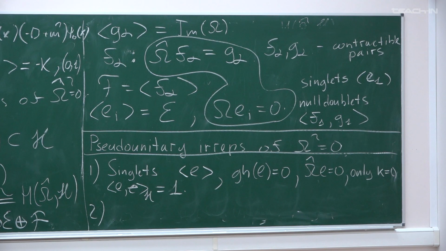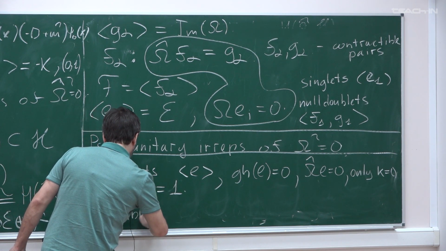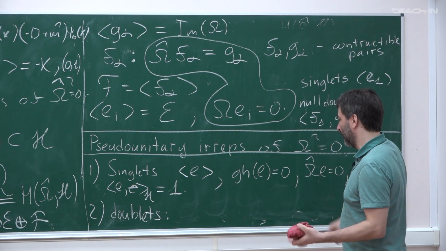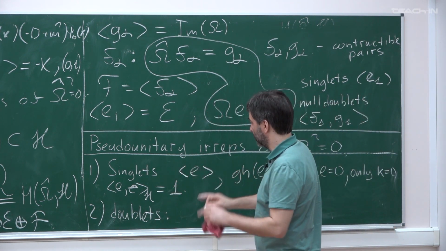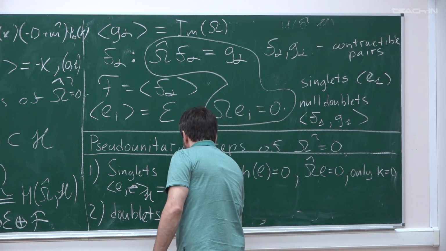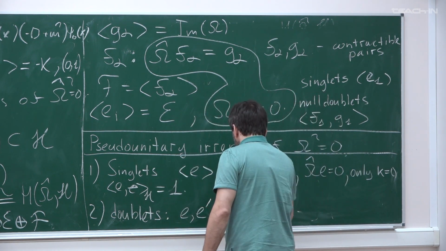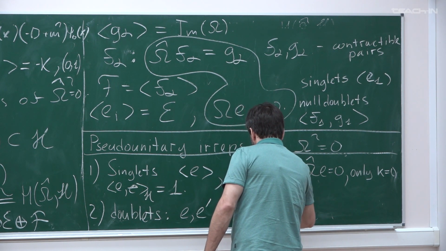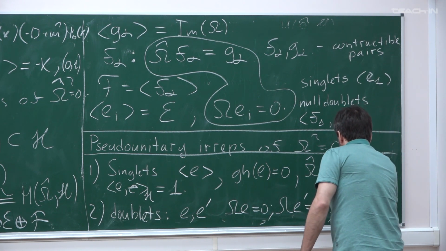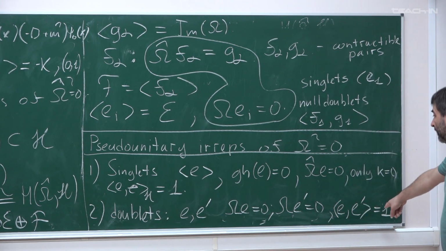Okay, second thing is doublets. It's some historical terminology, but I don't know what is the best one. So doublets, as the term suggests, are going to be 2-dimensional. So there are 2 basis elements, E and E prime. So omega on E is 0. Omega on E prime is also 0. So it's again cohomology. And the inner product of E with E prime is 1. The only non-vanishing inner product is like this.